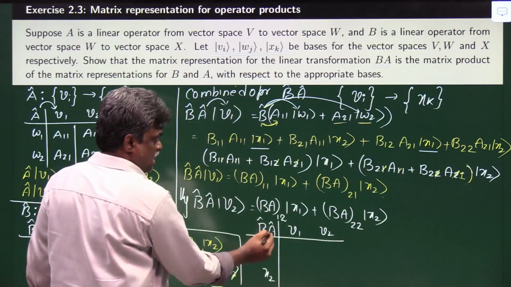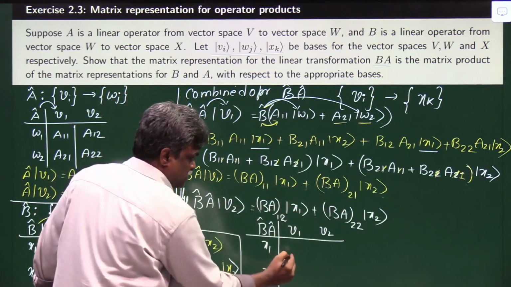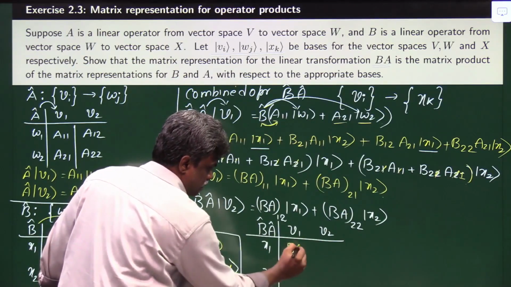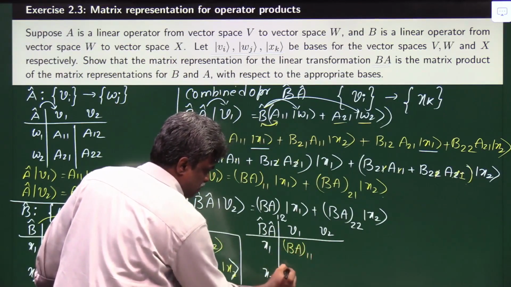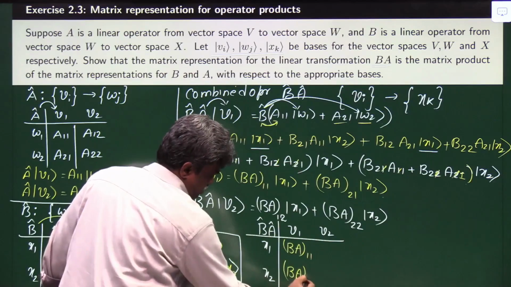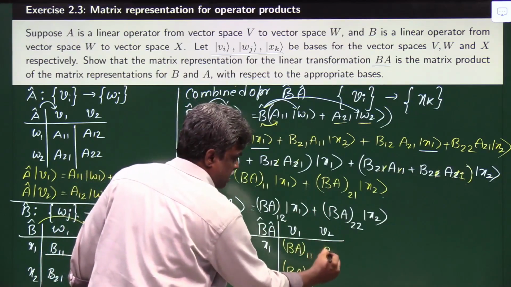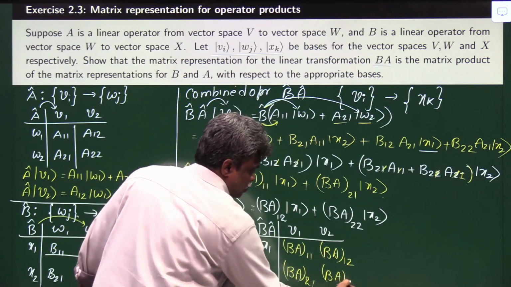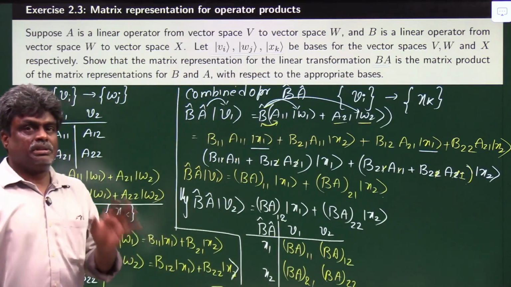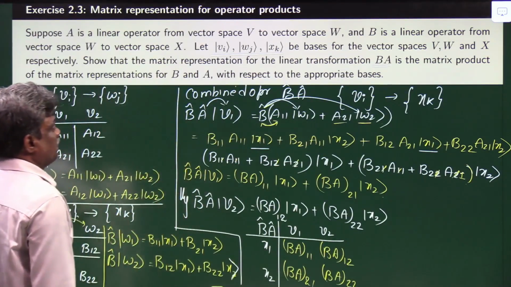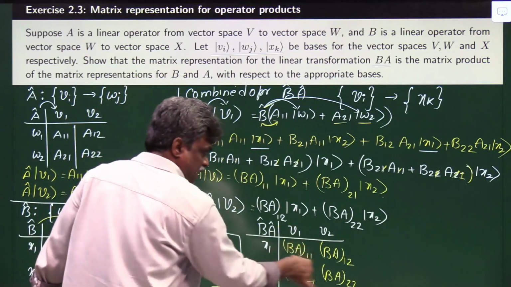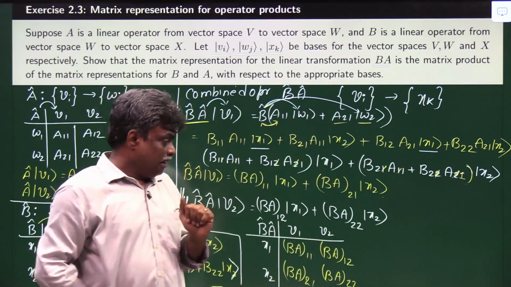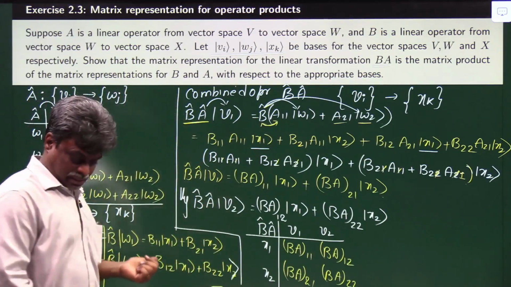And see this one, BA operates on V1. We got a linear combination of X1, X2. This is a BA first row, first column. I'm sorry, this is a combined matrix BA11, and this is a BA 2 1. And similarly here BA 1 2, and this is a BA 2 2. So by using an example we can show that the combined operation BA is nothing but the matrix product of BA.